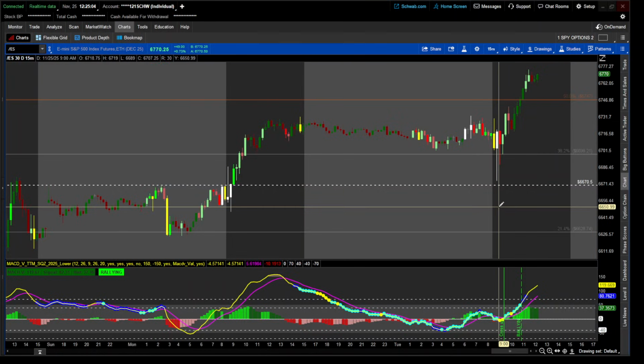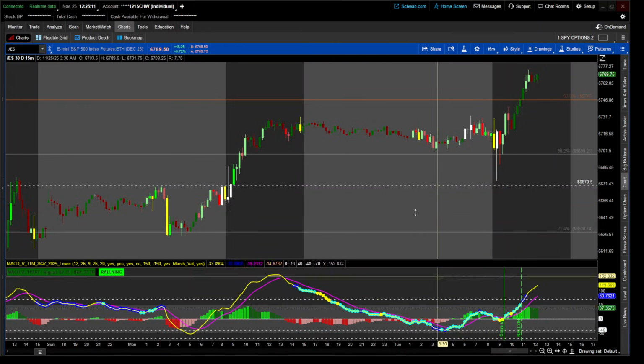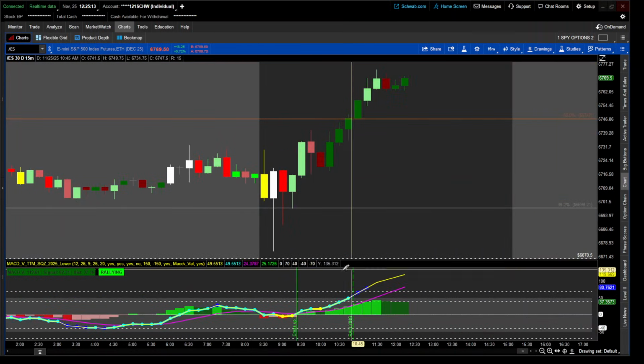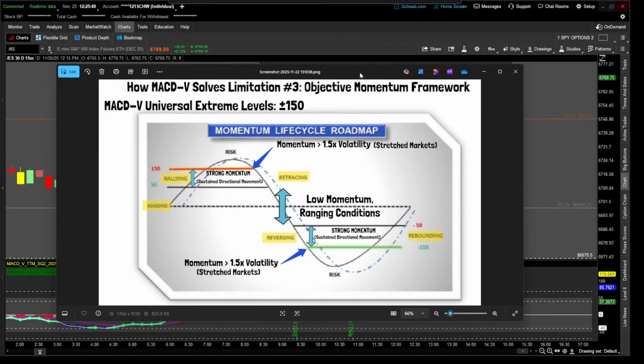I'm not going to go through all of that. I'm just going to go through the features of the indicator itself. Here, what I've done is add in the crossing. You can see this is where MACD crossed up. This is one of the stages that he talked about, when it's rallying.